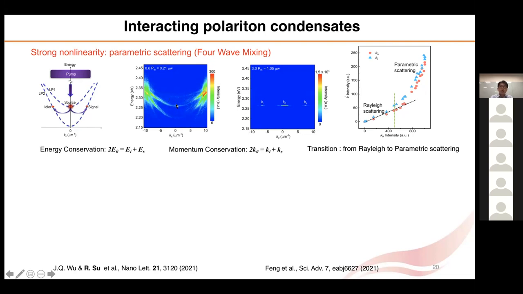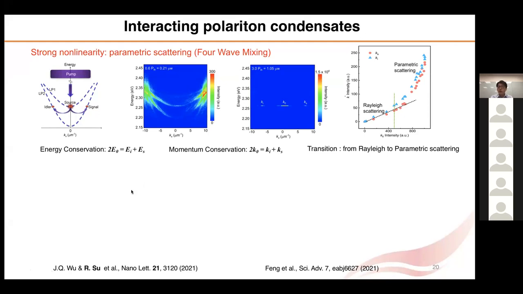As shown here, we see such multiple branches. Once we increase the pumping power, you can see that condensate produced in the ground state of this branch can scatter to the nearby state at the same energy, but opposite momentum. So in this case, these two rules have been achieved. By analyzing those scattering signal states, we can see a very clear superlinear increase of the intensity. This suggests the transition from Rayleigh scattering in a linear region to a parametric scattering in a nonlinear region. So now we have demonstrated that strong nonlinearity exists in our perovskite system.